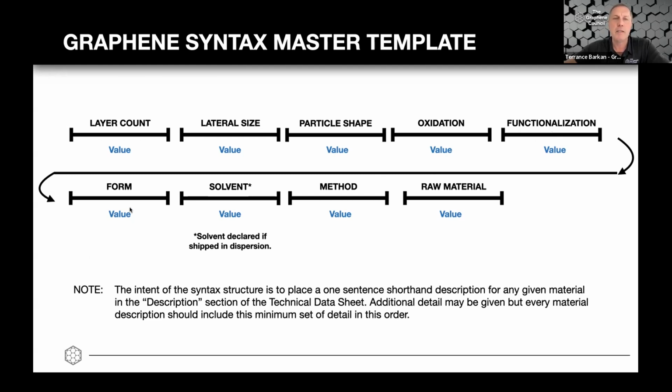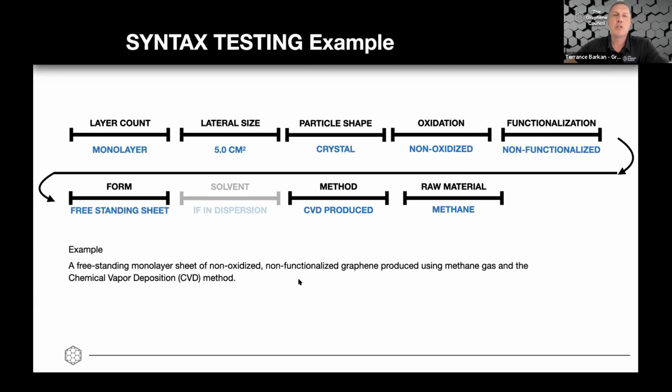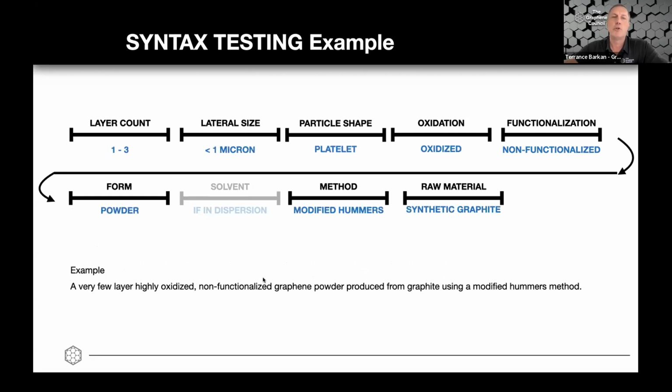What form is it in? Is it in a powder? If it's in a solvent, what solvent is used? What method of production was used? If it was a CVD process, for example, raw material, was it methane gas, etc. And so here's an example of how this might be used. You have a freestanding monolayer sheet of non-oxidized, non-functionalized graphene produced using methane gas and a chemical vapor deposition method. That gives you a good idea of what material you have.